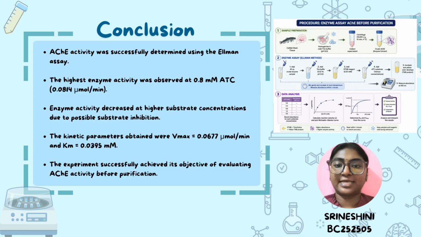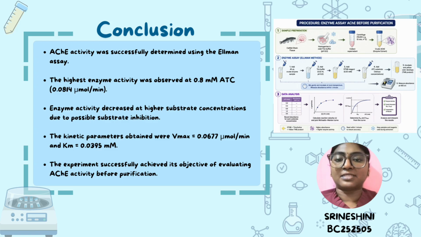In conclusion, this experiment successfully determined the activity of acetylcholinesterase, or AChE, from catfish brain extract before purification. Using the assay method, enzyme activity was measured at different concentrations of acetylthiocholine, or ATC. The results showed that enzyme activity increased with increasing substrate concentration and reached its highest value of 0.0814 micromole per minute at 0.8 millimolar ATC. Beyond this concentration, enzyme activity decreased, suggesting possible substrate inhibition.